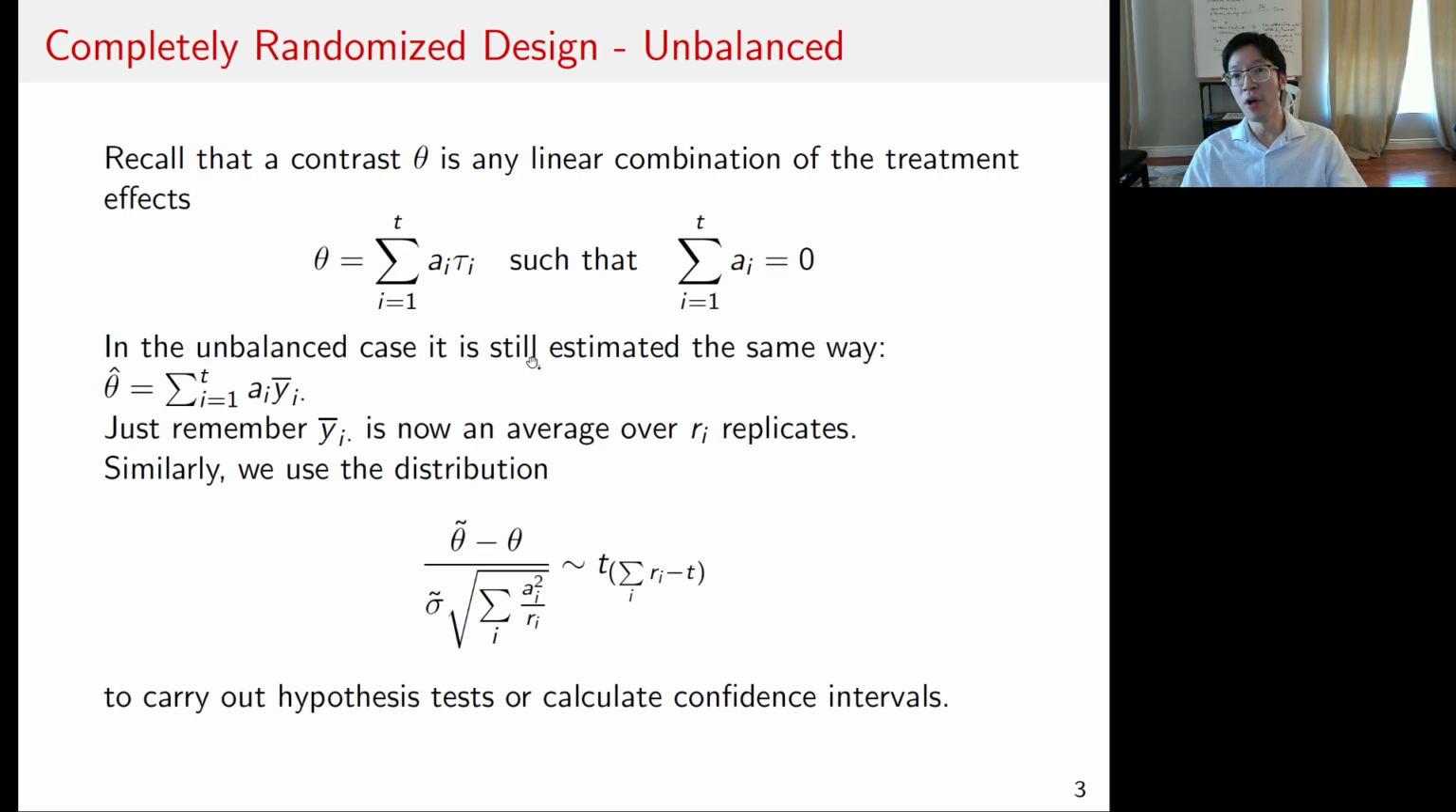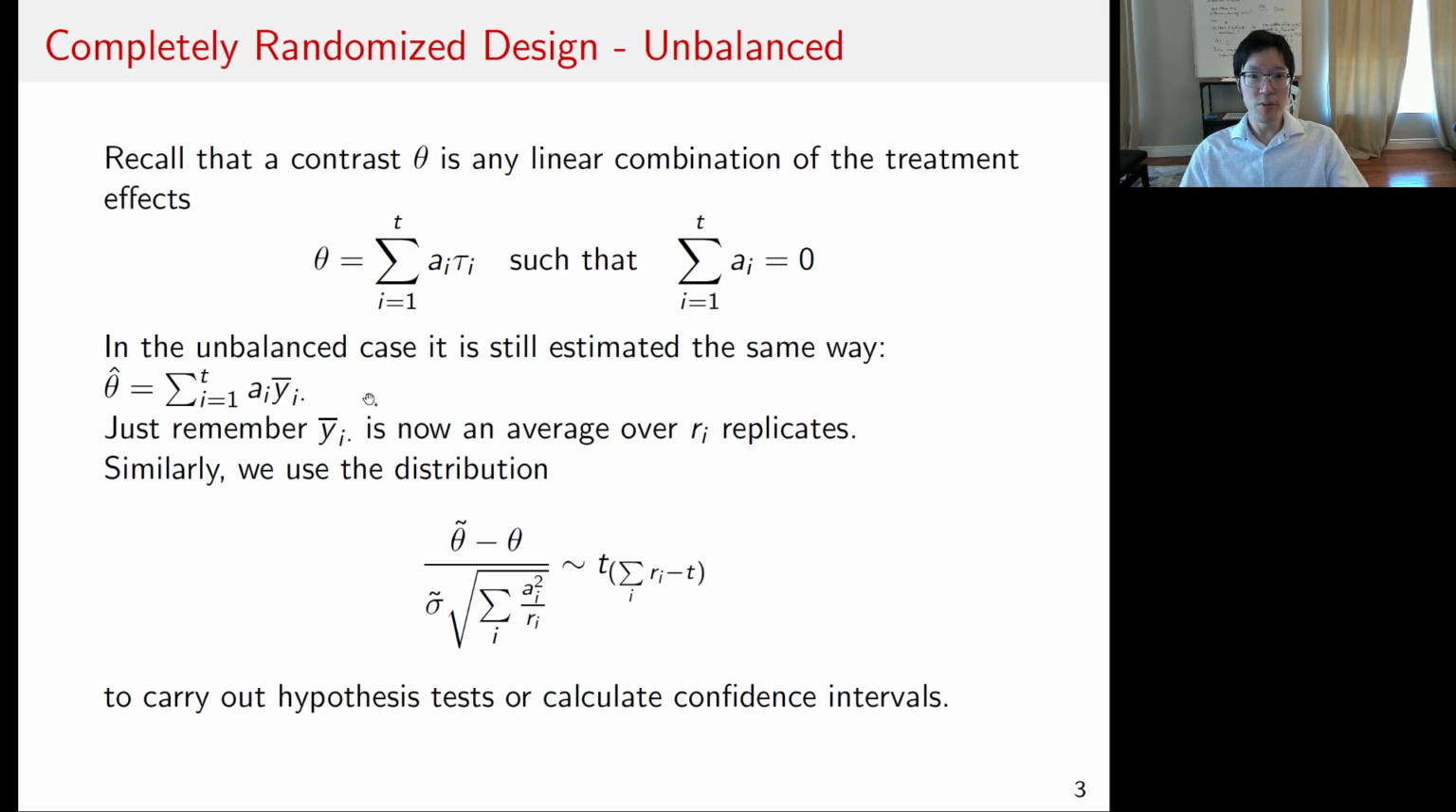So we might be asking whether tau 1 equals tau 2. That would be expressed as a contrast, tau 1 minus tau 2 equals 0. So the coefficients there are 1 and minus 1. That sums to 0. While in this course we haven't tested anything like tau 1 equals, let's say, 2 times tau 2. That would not fit the definition of the contrast that we're considering here, because 1 minus 2 is not 0. Okay.